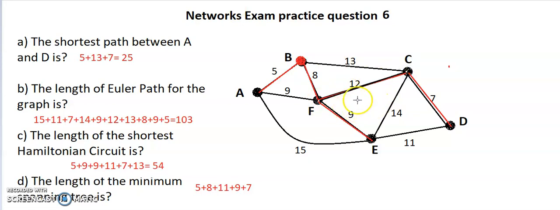So I'm going to put that black line back in. And I'm going to join up E to D, because that ends up being shorter. Because E to D is 11, whereas C to F is 12. And that gives me the grand total of 40. So the minimum length is 40.